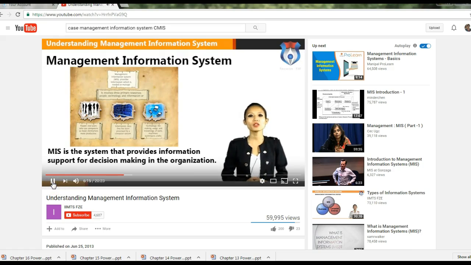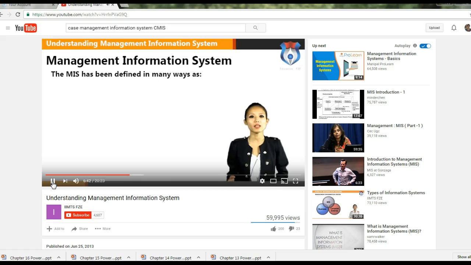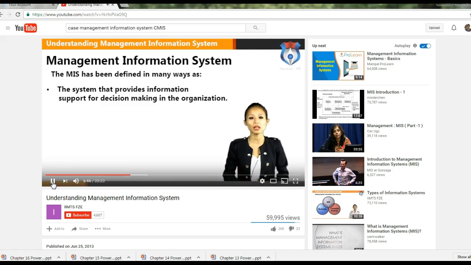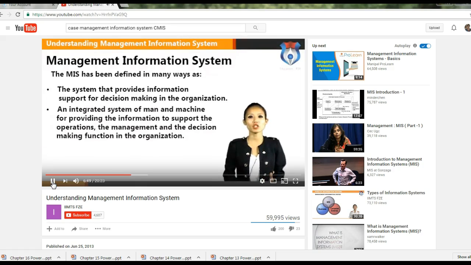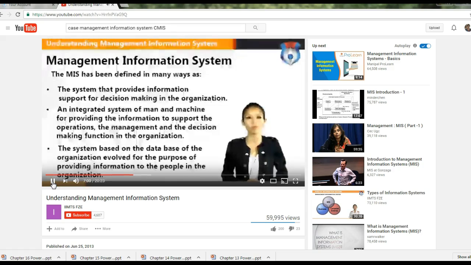System should present the information in such a format that it creates an impact on its user, provoking decision and action and investigation. The foundation of MIS is the principle of management and its practices. MIS is an art and science of gathering, collecting, storing, analyzing, and disseminating information for manageable decision-making with due regard to the people of the organization. The MIS has been defined in many ways as the system that provides information support for decision-making in the organization, an integrated system of man and machine for providing the information to support the operation, management, and the decision-making function in the organization. The system based on the database of the organization evolved for the purpose of providing information to the people in the organization.